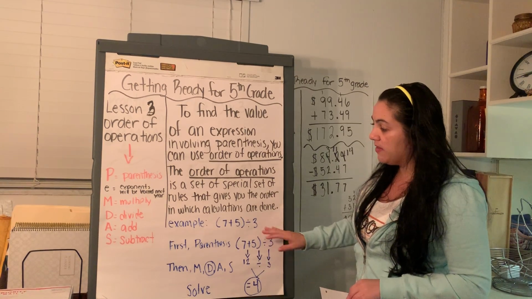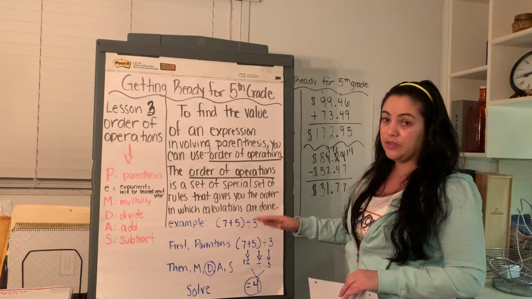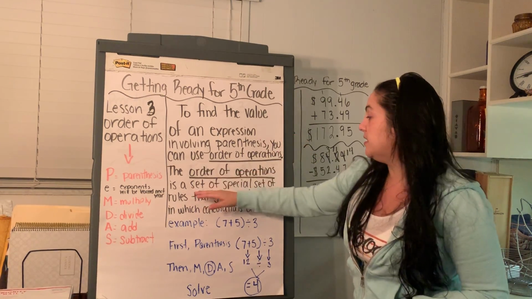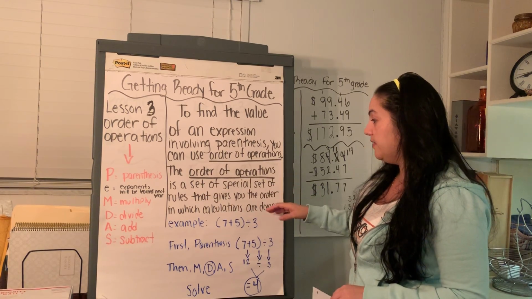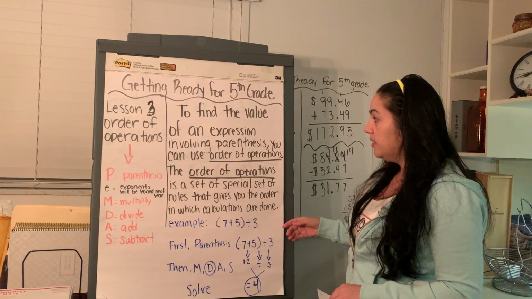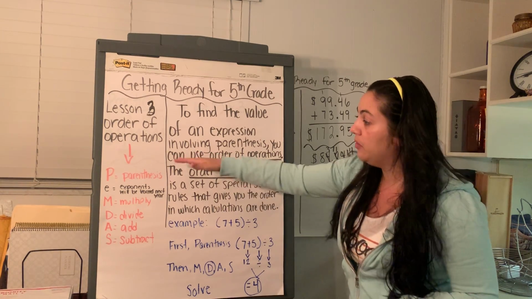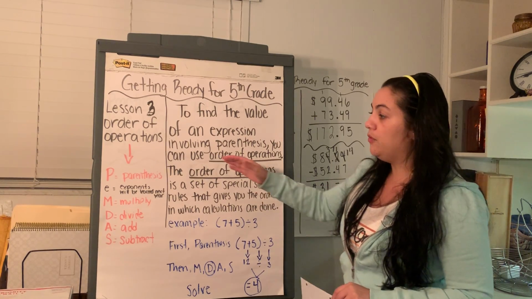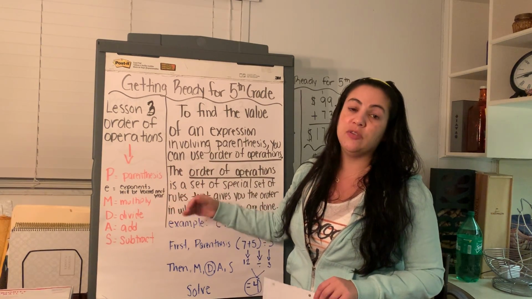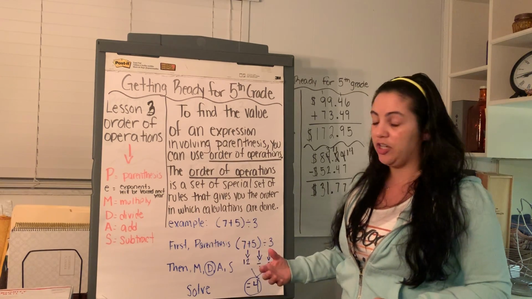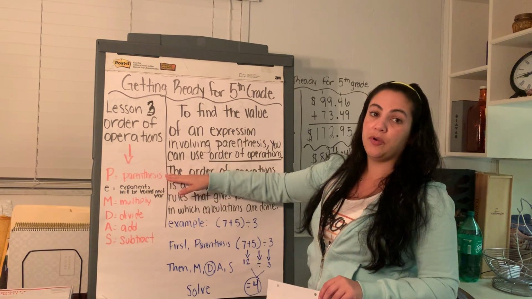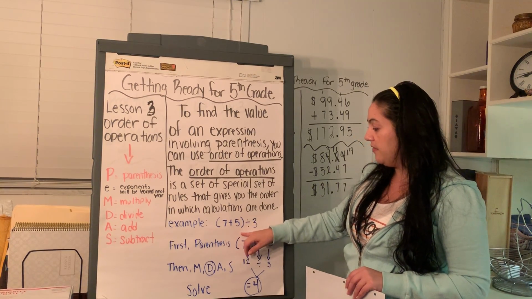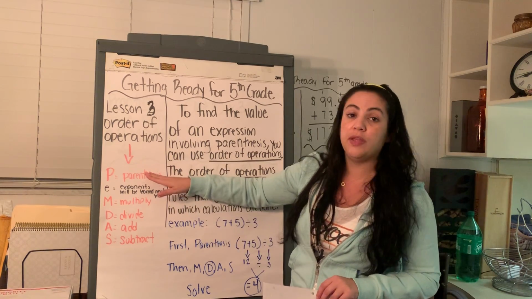Here you see that I've given you an example. After you've written your notes, I want you to look at this example. The order of operations is a special set of rules that gives you the order in which calculations are done. You have to follow these steps very carefully so that you come to the correct conclusion. If you don't do it in order, you're not going to come to the correct answer. We're always going to start with parentheses, whatever's inside parentheses. The example I've given you is parentheses 7 plus 5, divided by 3. So always do parentheses first.